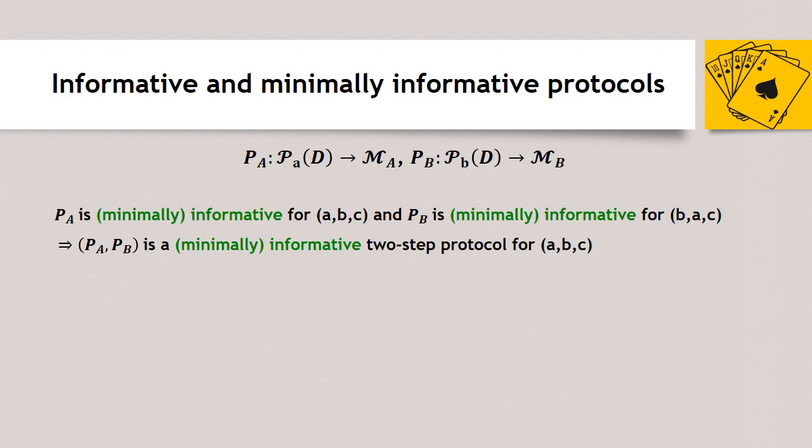Now, it is clear that a two-step protocol PA-PB for a problem instance ABC, such that Bob's message according to PB does not depend on Alice's message, will be informative if PA is informative for this problem instance and PB is informative for the symmetric problem instance, which means that Bob's announcement is informative for Alice. Similarly, for a two-step protocol PA-PB to be minimal informative, we need PA to be minimal informative for Bob and PB minimal informative for Alice.